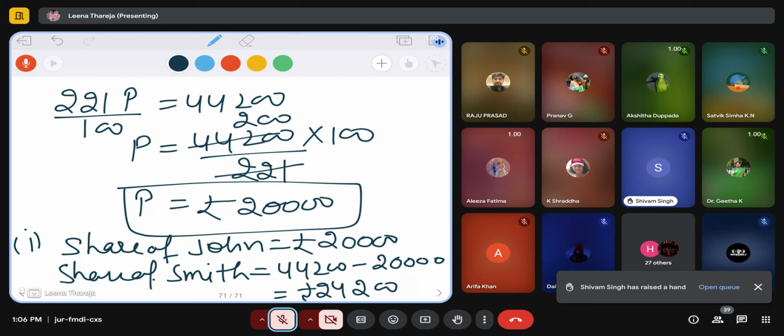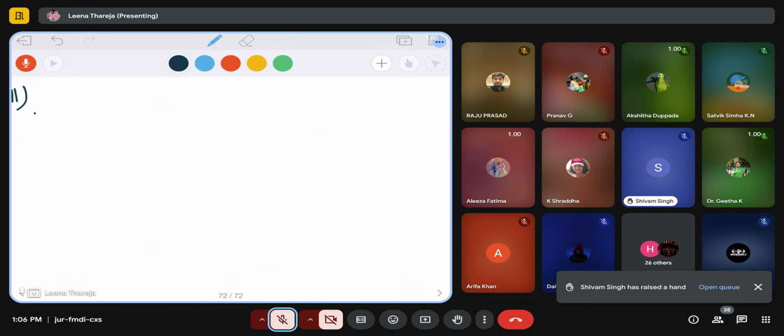So you can calculate the amount for either John or Smith. Should we calculate for John or Smith? Smith will be easy because there are 2 years and that is for 4 years. 4 times you have to multiply the power. Am I right? But the answer remains the same. You can try it at home.